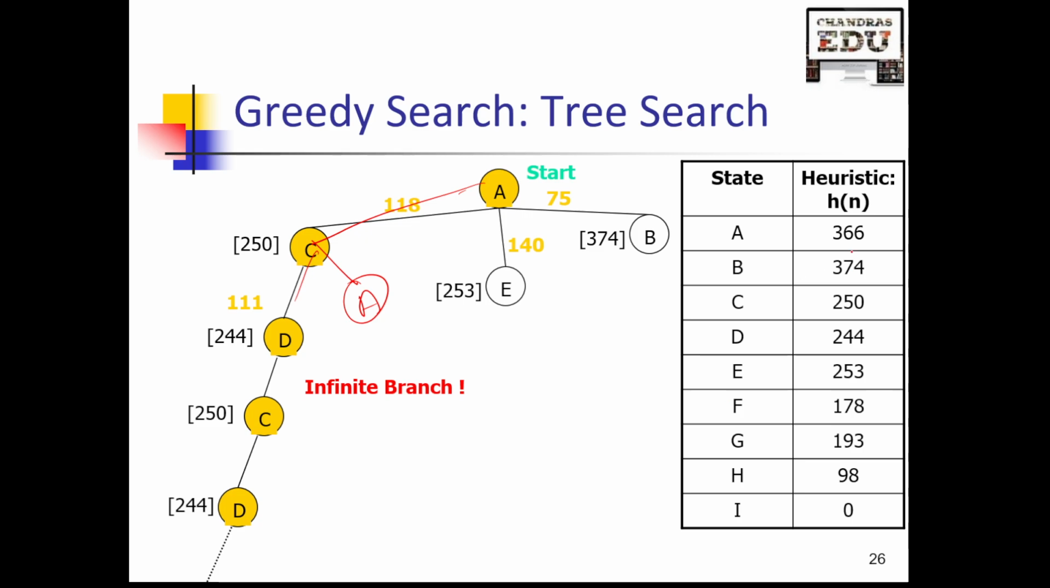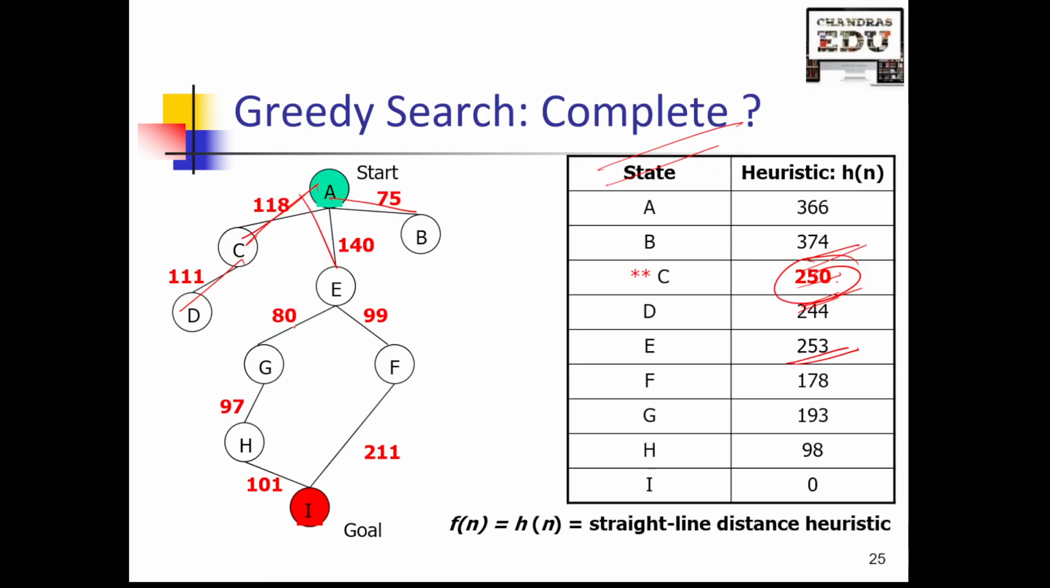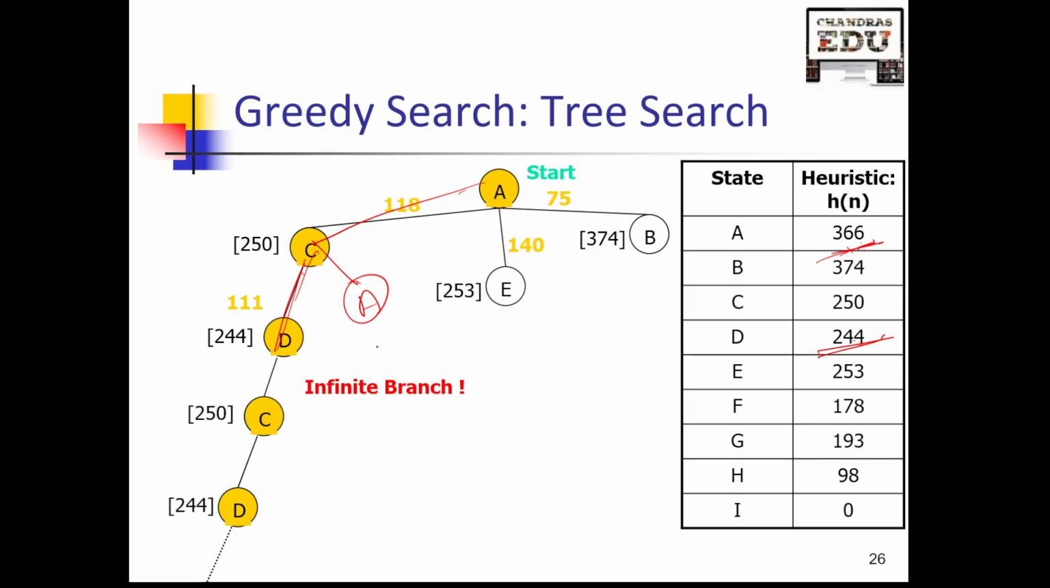So if you take A, it will not take A. Why? Because always A will be having higher straight line distance. So it will not go to A, and the other path is nothing but D. So 244, which is lesser than this one, so it will take the path D. And next from D, actually there is no path mentioned. It can go back to C only. So what it can do is go back to C.